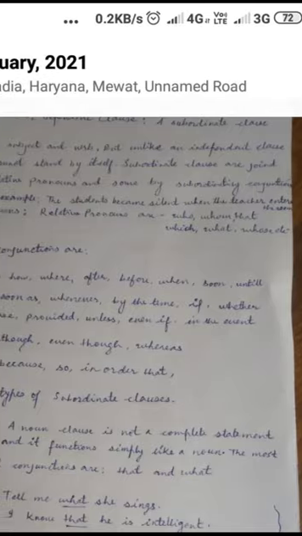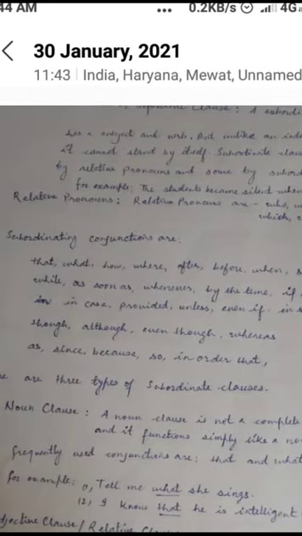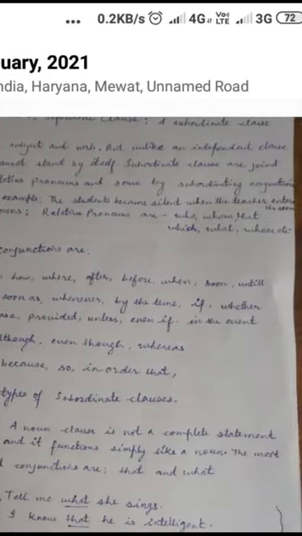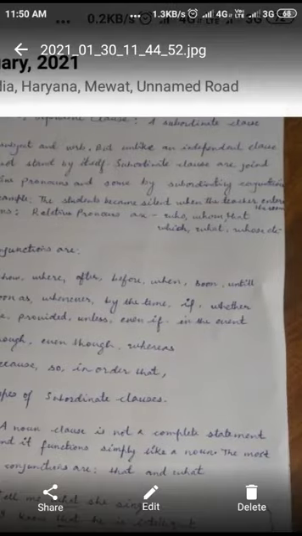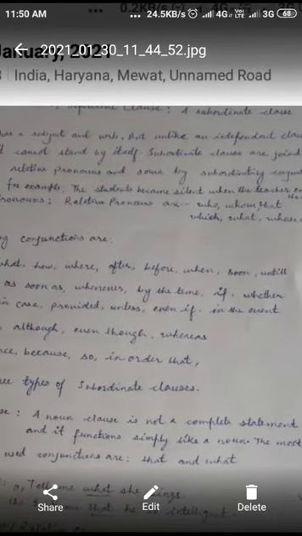Subordinate clauses are joined by relative pronouns and some by subordinating conjunctions. It is important. That's how it is joined. First of all, we have to understand what are relative pronouns. Then we have to understand what are subordinating conjunctions. Through these things, we can understand what is subordinate clause.